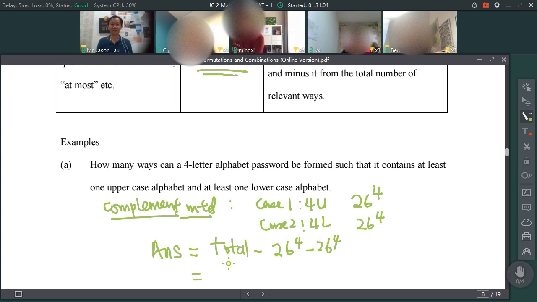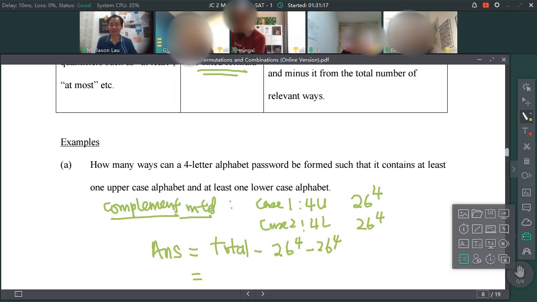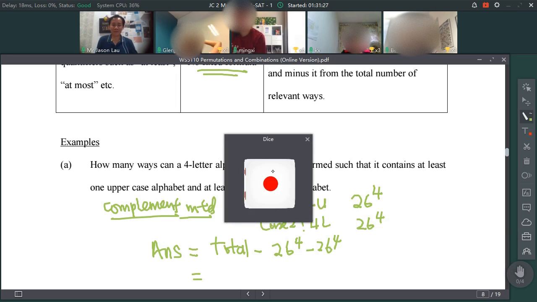Glenda, you are making the same mistake again. What, 4 to the power 26? Think of 26 boxes. How can it be 26 to the power 4? Cannot. So what else? 26 choose 4. That's very bad.